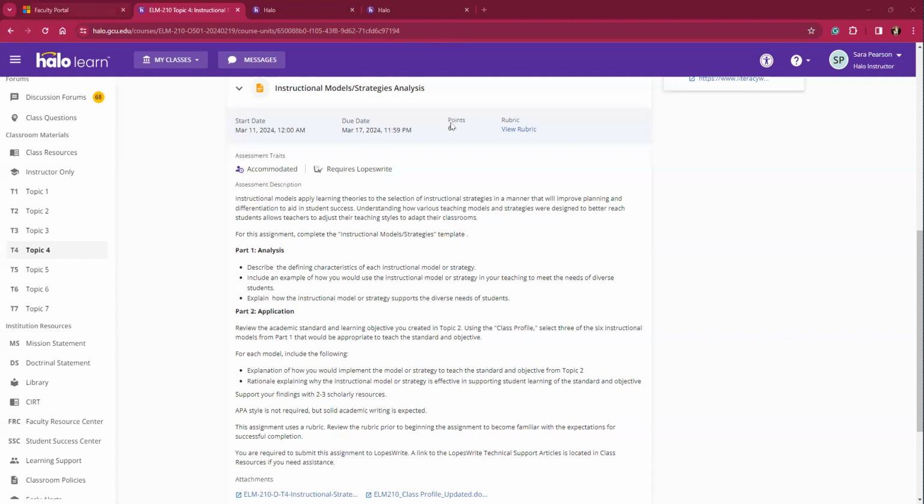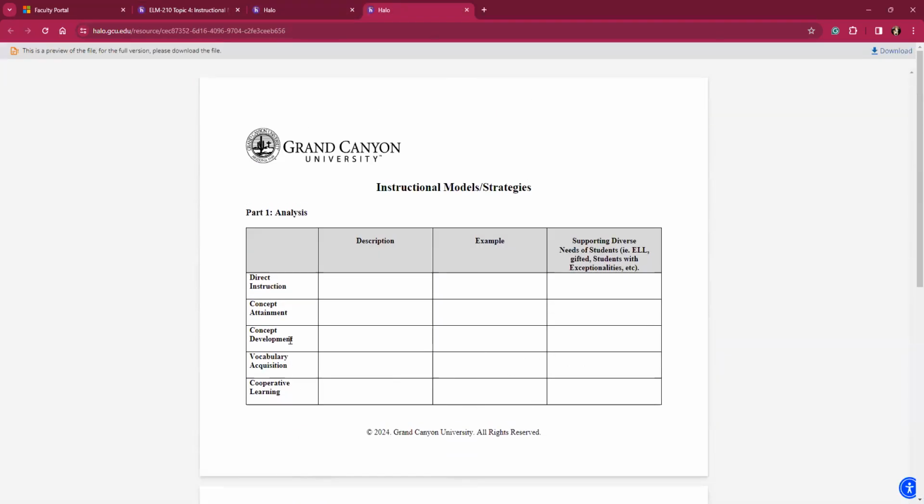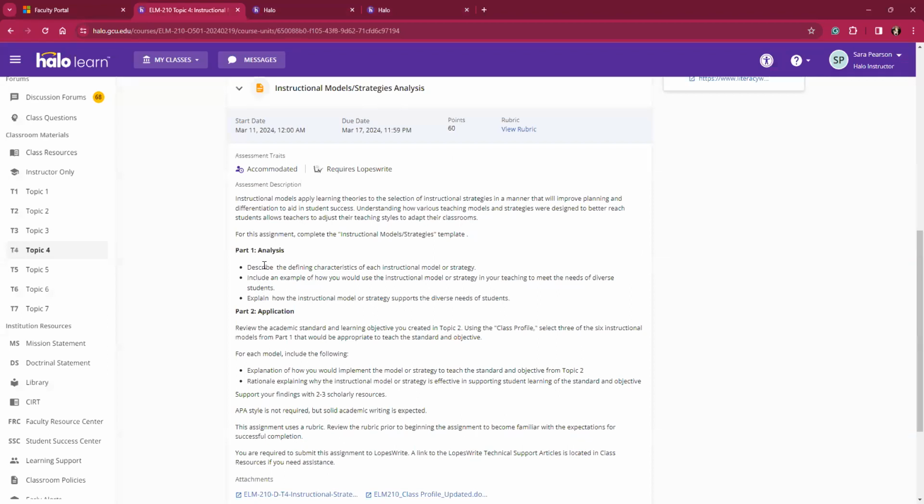It has two parts. Part one is the analysis, where you're going to define each instructional model. So you'll see, here's our template, and they give you an instructional model here in our first column. And then you need to write a description of what that instructional model is. And so under the description, what are those defining characteristics of that model?